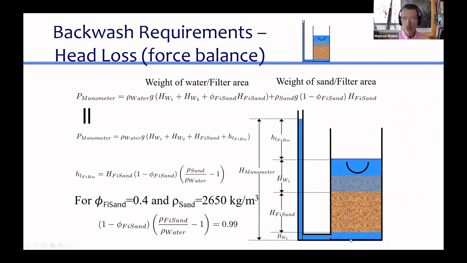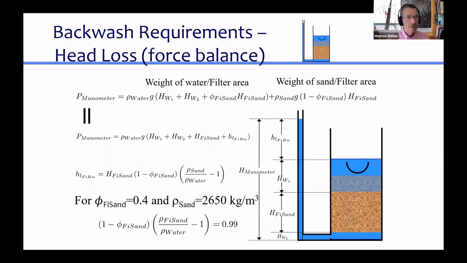And then we have to do the same analysis going up through the water column. When we do that, we get this second equation: rho manometer is equal to rho water times g, and then we add up all the heights in the manometer column. We have H1 and HW1 and HW2, just like we did before. We don't have the height of sand, there's no sand in there now, that's just water. And then we have this new unknown term, which is the actual head loss that is happening as the water is flowing through this sand column, and that's a height that we're going to end up solving for.